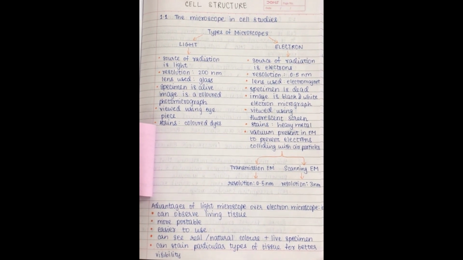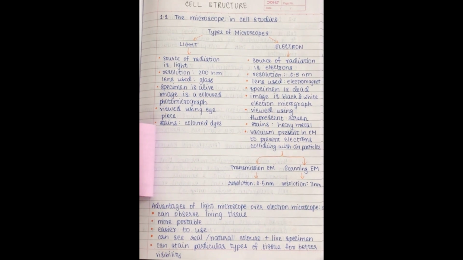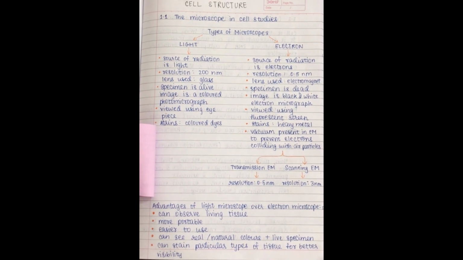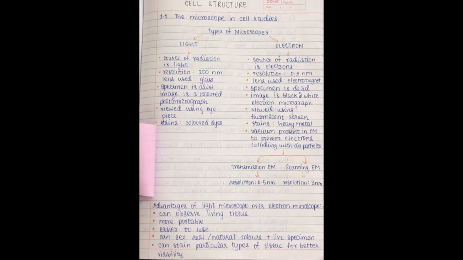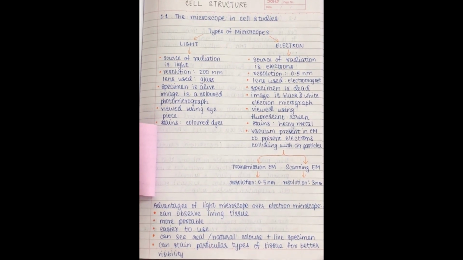On the other hand, for electron microscope, the specimen is dead and the image which is formed is black and white. It's called an electron micrograph. When we use a light microscope, it's viewed using the eyepiece, whereas for electron microscope, it is viewed using a fluorescent screen. And light microscope uses stains as colored dyes, whereas for electron microscope, the stain is heavy metal. One thing you need to remember about electron microscope is that vacuum is present. Why is the vacuum present? To prevent electrons colliding with air particles.